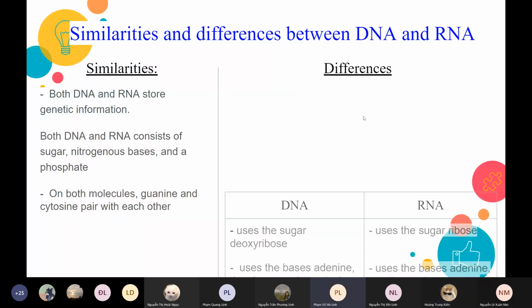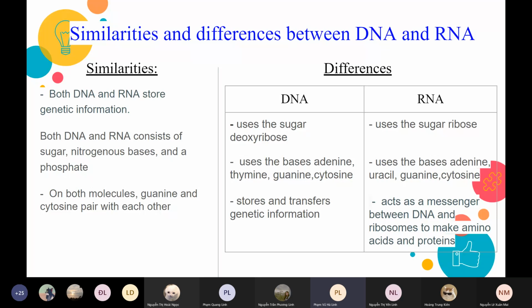Thank you, Kiên. First of all, I will say the similarities between DNA and RNA. Both DNA and RNA store genetic information. Moreover, both DNA and RNA consist of sugar, nitrogenous base, and a phosphate. Finally, in both molecules, guanine and cytosine pair with each other. Next, I will say the differences between them. DNA uses the sugar deoxyribose, while RNA uses the sugar ribose. Secondly, DNA uses the bases adenine, thymine, guanine, cytosine, while RNA uses the bases adenine, uracil, guanine, cytosine. Finally, DNA stores and transfers genetic information, while RNA acts as a messenger between DNA and ribosome to make amino acids and proteins.